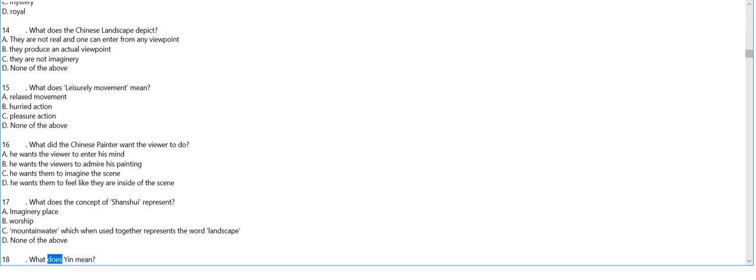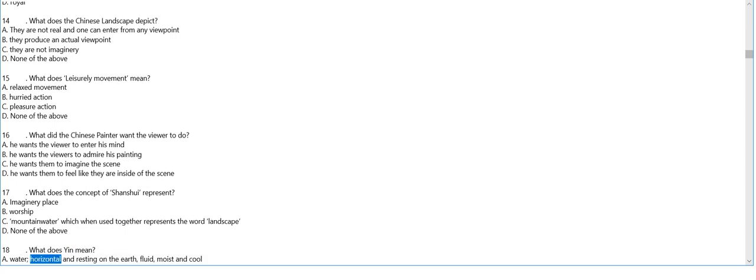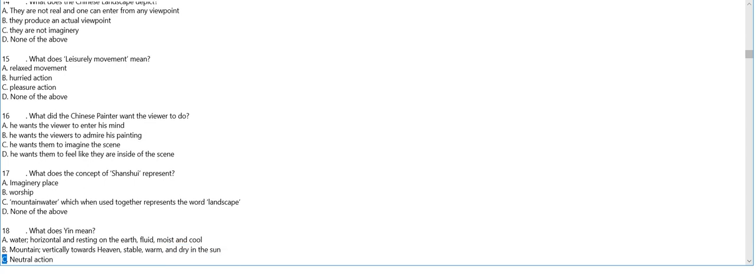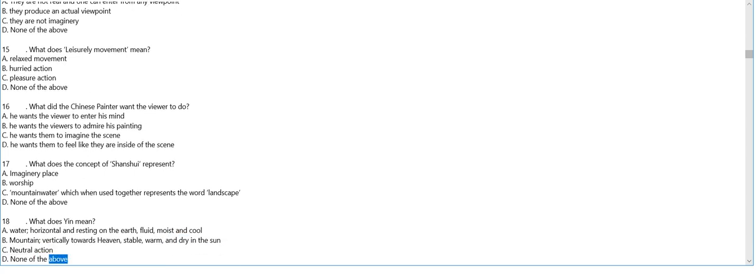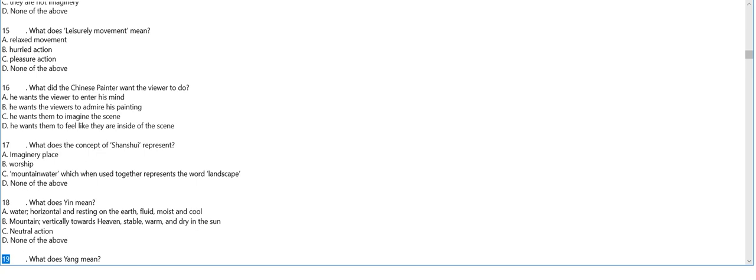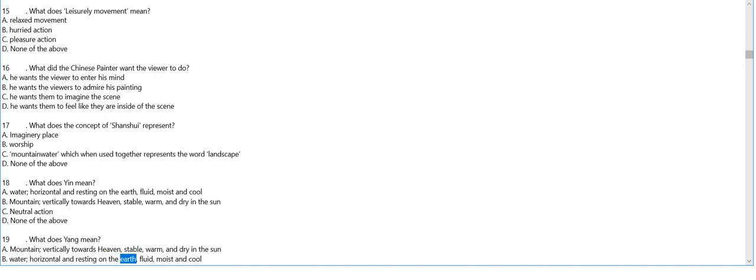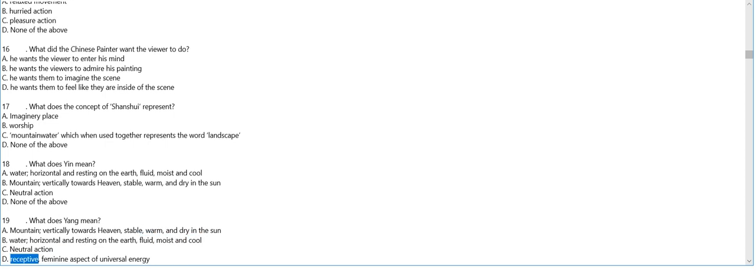18. What does yin mean? A. Water, horizontal and resting on the earth, fluid, moist and cool. B. Mountain, vertically towards heaven, stable, warm, and dry in the sun. C. Neutral action. D. None of the above. 19. What does yang mean? A. Mountain, vertically towards heaven, stable, warm, and dry in the sun. B. Water, horizontal and resting on the earth, fluid, moist and cool. C. Neutral action. D. Receptive, feminine aspect of universal energy.